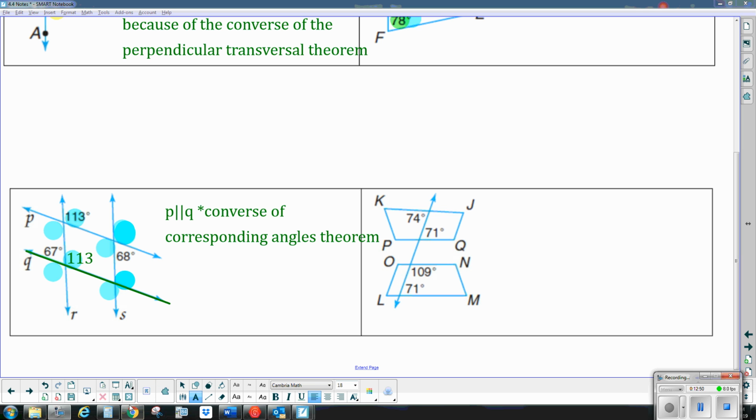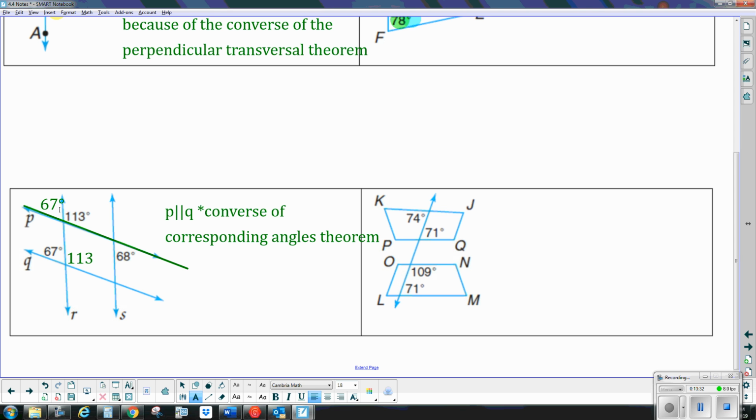Okay, now I'm going to look at a different set. I'm going to look to see whether R and S are parallel. So I'm going to erase what I have. And if R and S are parallel, I'm just going to pick this line, line P, as the transversal. Okay, so I already know that since P and Q are parallel, this is 67 degrees because it's a corresponding angle to the 67-degree angle I'm given.